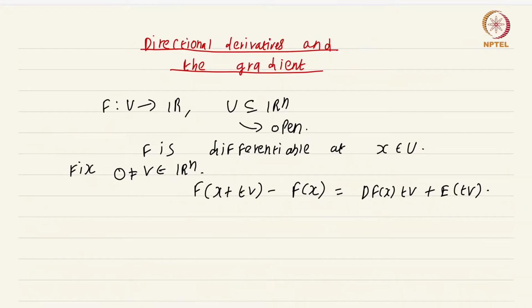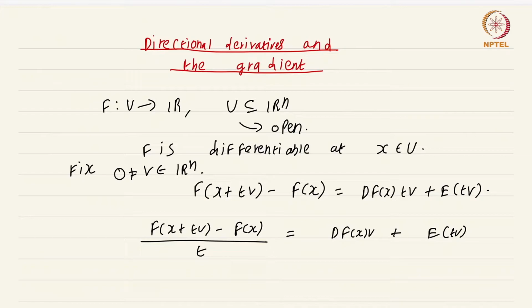Now we divide by t on both sides. So what you get is (f(x + tv) - f(x))/t equal to df_x(v) + e(tv)/t. Note, I have gotten rid of that t, because df_x(tv) is just t times df_x(v), because df_x is a linear transformation. It's a linear functional.